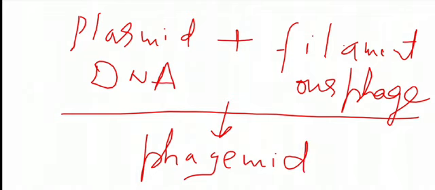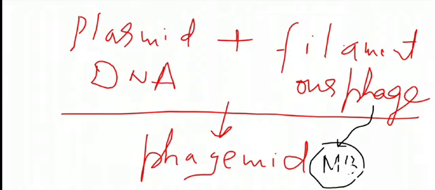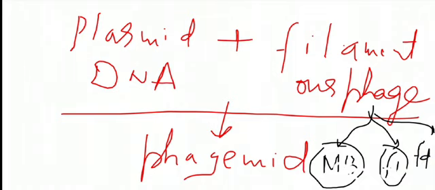Thus we can say that these Phagemid vectors are plasmid DNA that contain a small segment of the genome of a filamentous phage. Now this filamentous phage can be the M13 phage, or it can be the F1 phage, or it can be the FD phage. So this comprises the Phagemid vector.